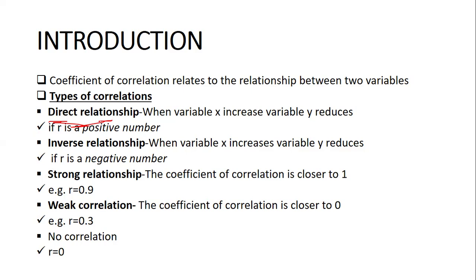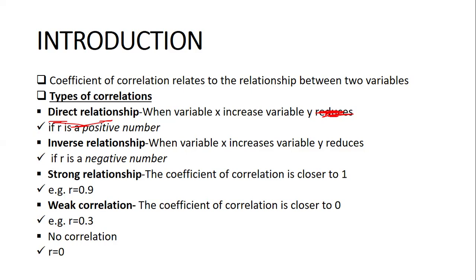So what I'm trying to explain here is that for the direct relationship, when variable x increases, variable y also increases, right? Here it says reduces, I think it's just a typo. It's supposed to be increases. So it's a direct relationship. When variable x increases, variable y also increases. It's similar to the law of supply: whenever the price goes up, the supply of that item goes up as well. So it's an upward curve. That's a direct relationship.